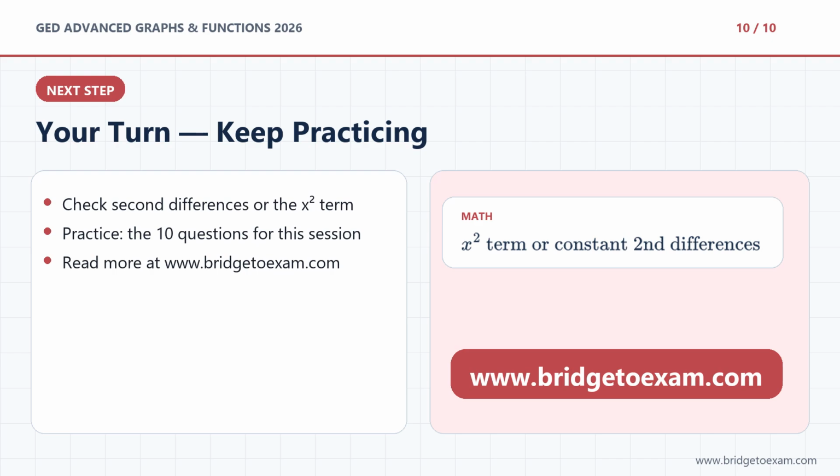Your mastery check is the 10 practice questions for this session. For each one, check the second differences or look for the x-squared term.